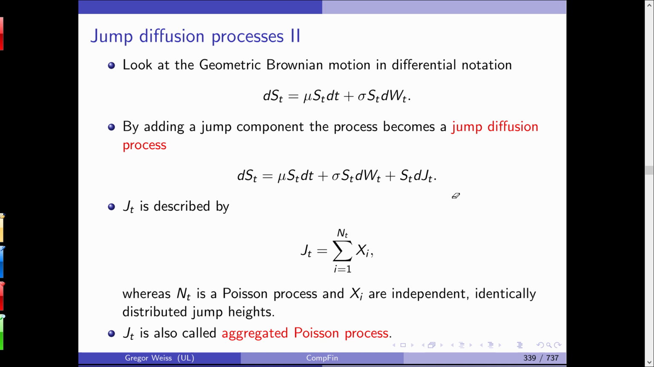So dS_t, the change in the stock price, is given by the previous drift, mu S_t dt, plus sigma S_t dW_t, plus S_t dJ_t, the change in the jump process. And J_t is described by simply the sum of all X_i, whereas N_t is a Poisson process and the X_i are independent, identically distributed jump heights. J_t is also called an aggregated Poisson process.